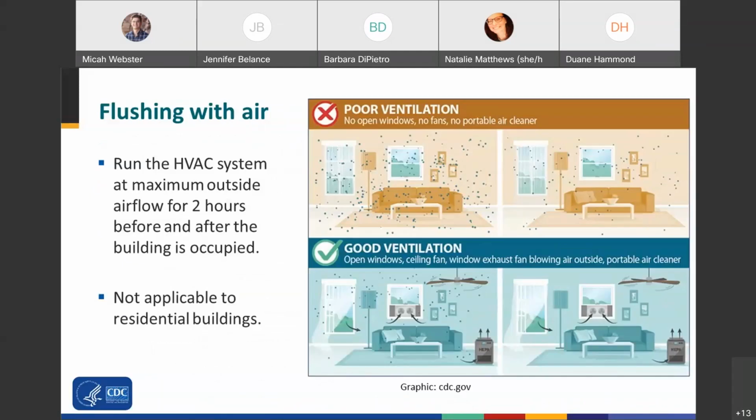Flushing with air. Running the HVAC system at maximum outside airflow for 2 hours before and after the building is occupied is a good way to flush the building, though it may not be applicable for residential buildings that only have recirculation options. Next slide.